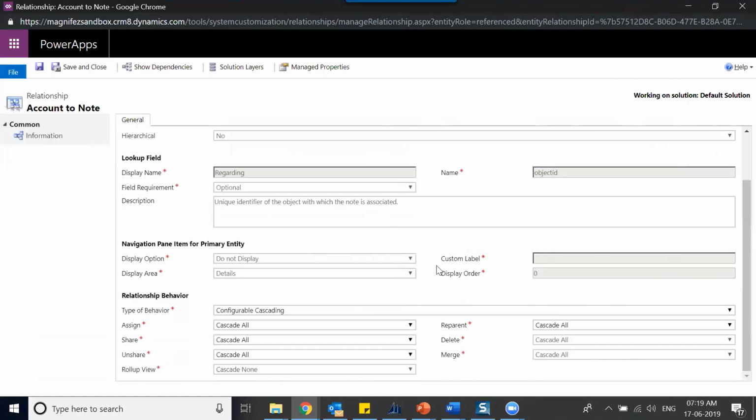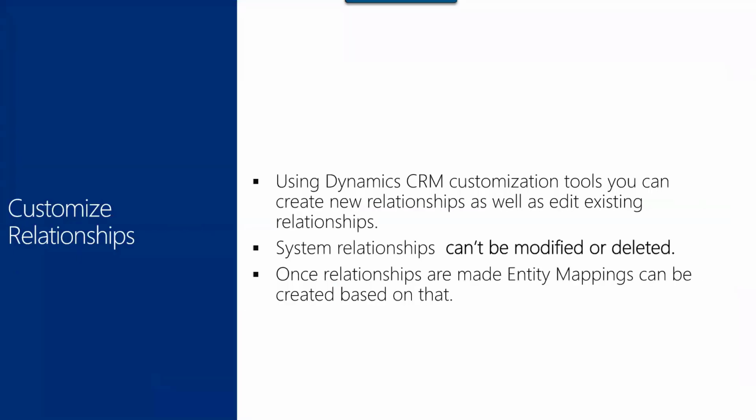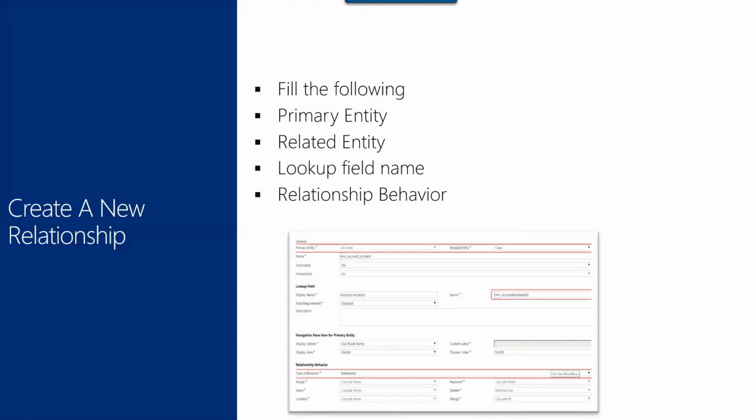So we have to be very careful when setting up a relationship, because once you make it wrong, you have to delete the relationship and create another one. So here we are talking about two types of relationship, system relationship and custom relationship. System relationships are the ones which get created when you are creating an entity, which you can hardly customize or modify. You can neither delete it. So once a relationship is made, a mapping will be created between these two entities. When trying to create a relationship, these are the things to fill up: the primary entity name, the related entity name, lookup field name and relationship behavior. Those are the things you just need to fill up.